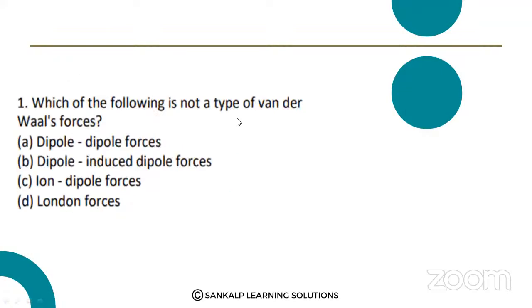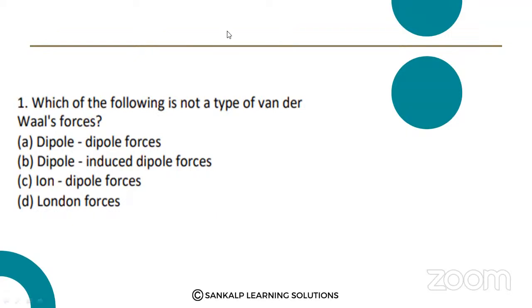So based on this, we'll solve some of the questions. Which of the following is not a type of van der Waals forces? We have discussed this. Which one of the following is not a type of van der Waals forces? A, dipole-dipole forces. B, dipole-induced dipole forces. C, ion dipole forces. Or D, London forces.